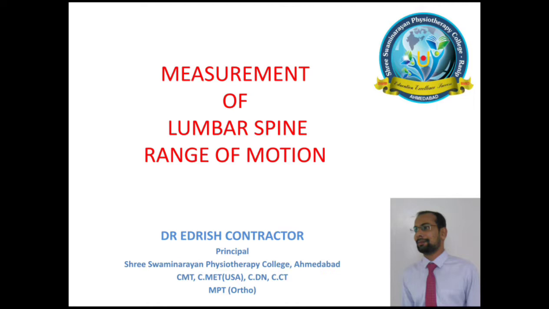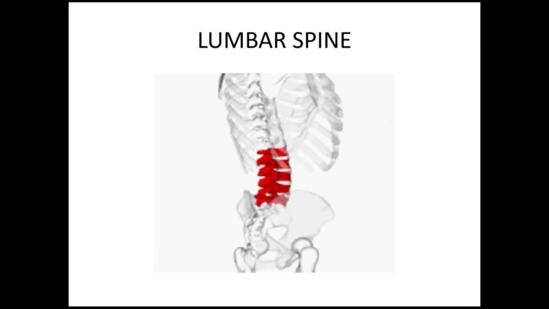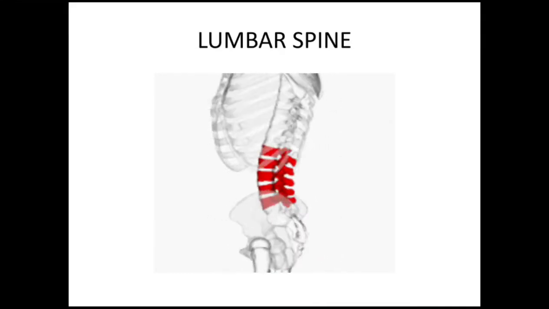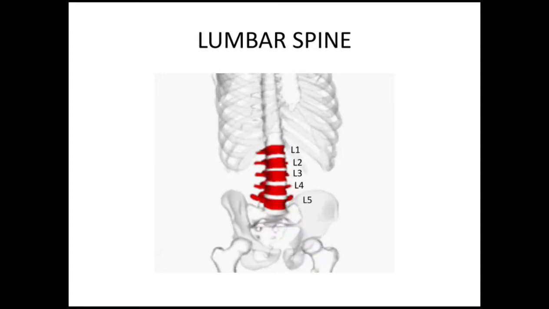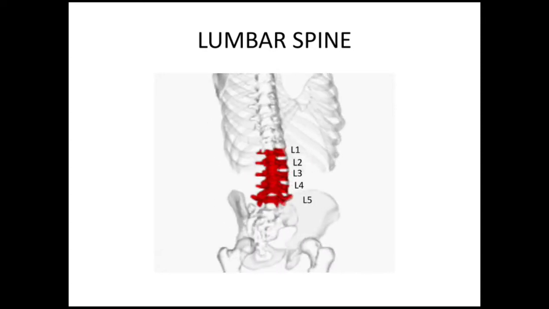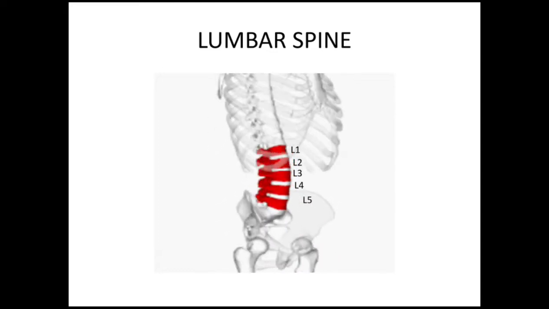So let's start with the presentation, measurement of the lumbar spine range of motion. Now, the lumbar spine is linked with the thoracic spine proximally and sacrum distally. There are 5 lumbar vertebrae which are named as L1, L2, L3, L4 and the L5 vertebra.